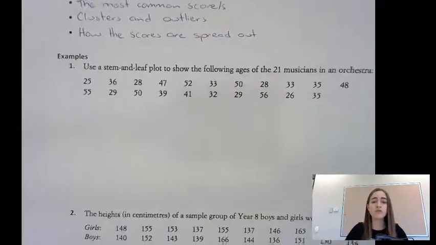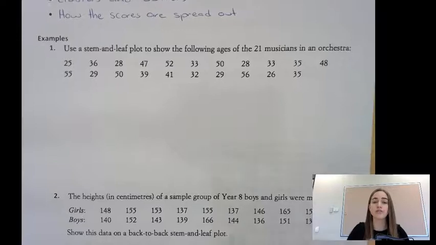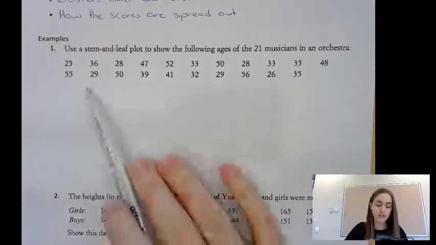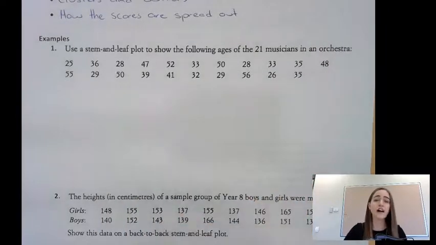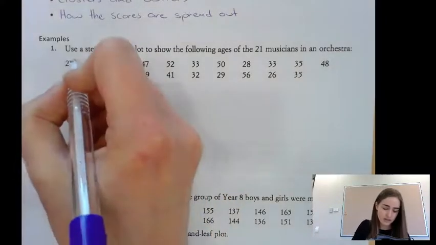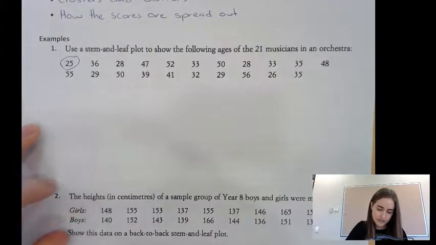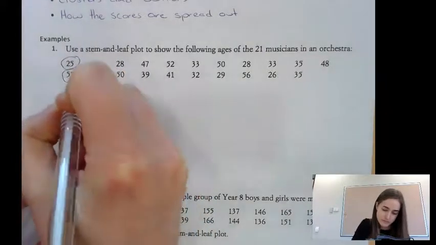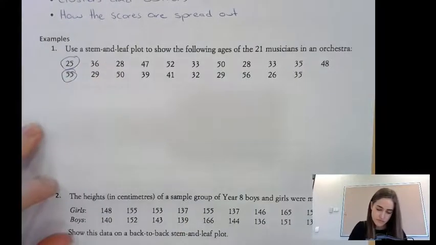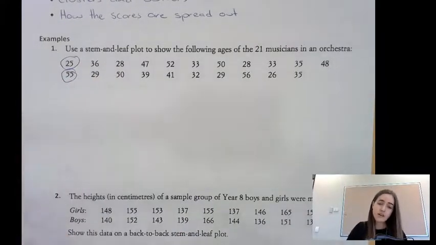So we're asked to use a stem and leaf plot to show the following ages of the 21 musicians in an orchestra. So these are all our ages. To start off, we need to find our smallest and our largest number. So our smallest number there looks like 25, and our largest, I think, is 55. That's going to tell us how to spread out our numbers.